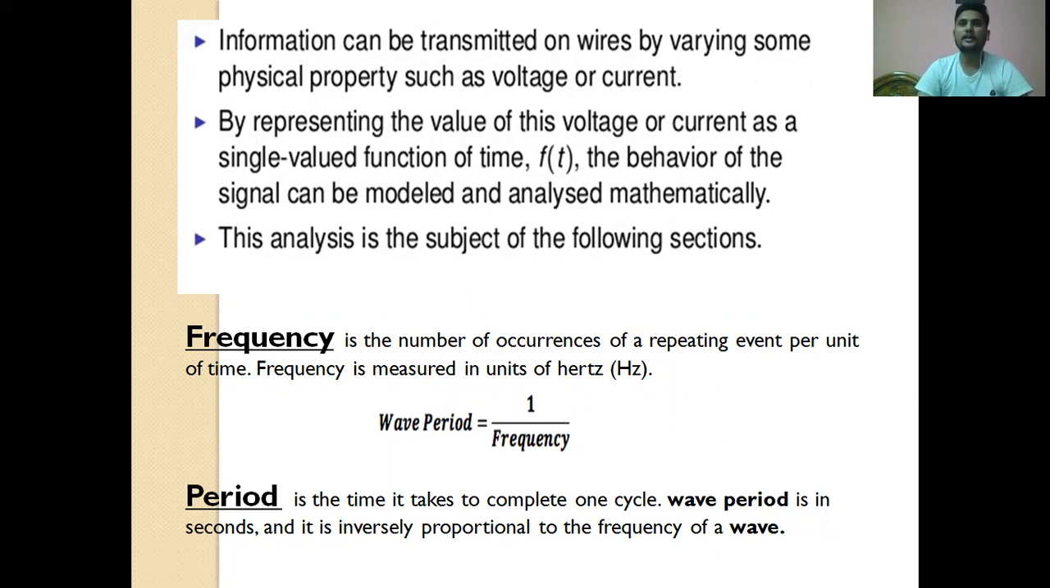By representing the value of this voltage or current as a single valued function of time, f of t, this analysis is the subject of the following sections. These following sections are very much needed for physical layer data transmission. The first one is the frequency. Frequency is the number of occurrences of a repeating event per unit of time. So per unit of time, how much frequency is accessed by the medium to transmit data.